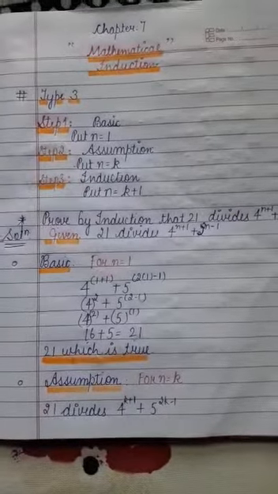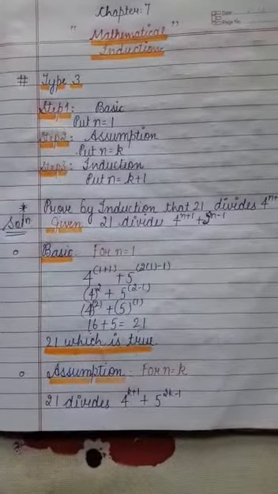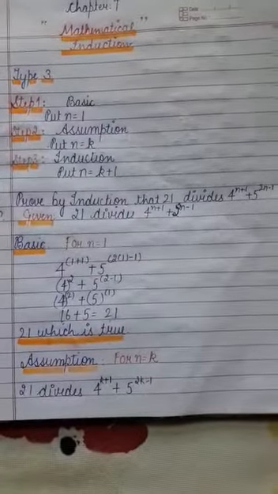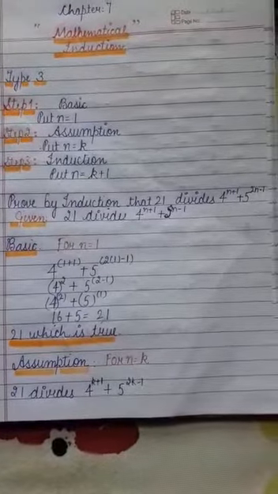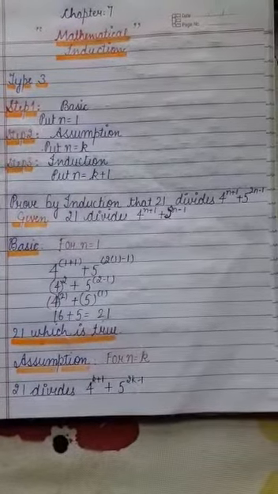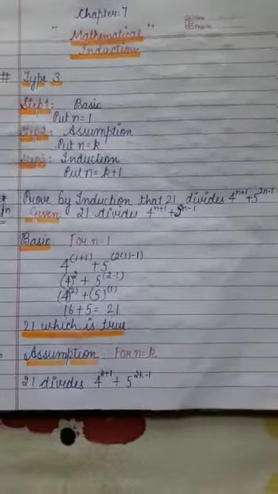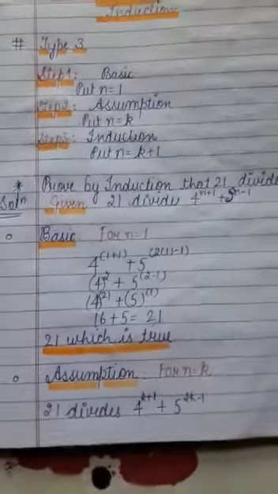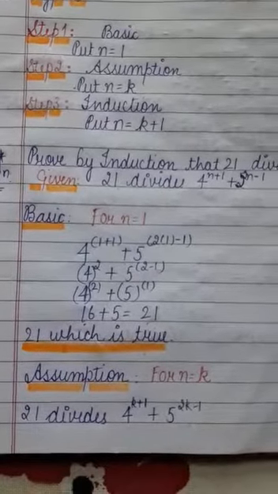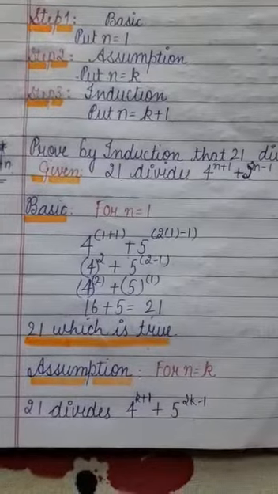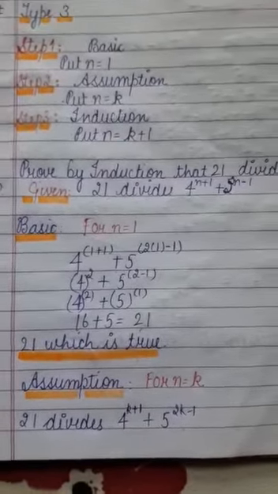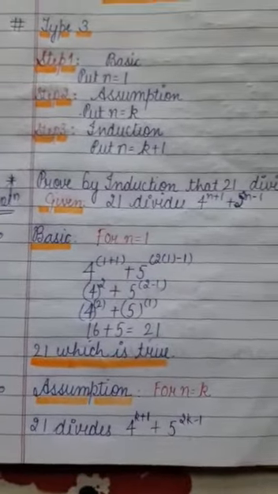So, not to waste time, let's start with the first example, which tells that we have to prove by induction that 21 divides 4 raised to power n plus 1 plus 5 raised to power 2n minus 1. So here we apply the first step. Here we put n equals 1. By simple calculation, we get 16 plus 5 equals 21, as you saw here.